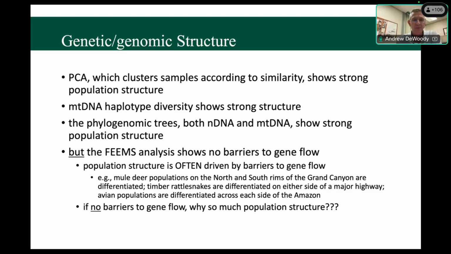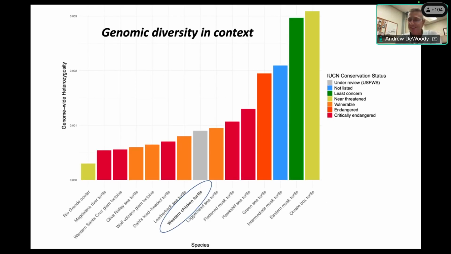We don't see any here with the chicken turtle, which begs the question, why so much population structure? And I'm going to leave you hanging there for just a couple of minutes. And I'm going to shift gears and talk about genomic diversity, and then I'm going to come back to that question.